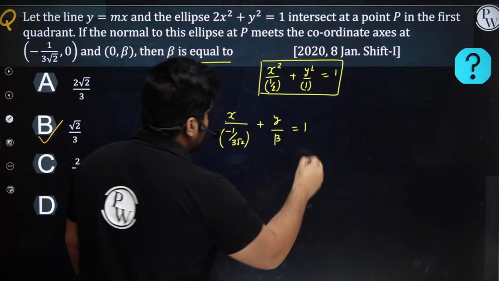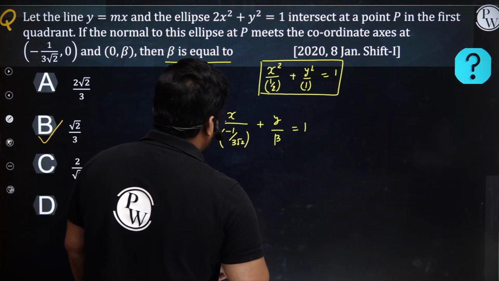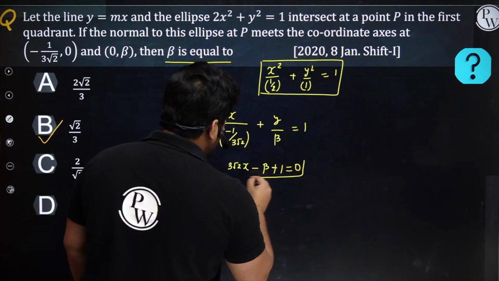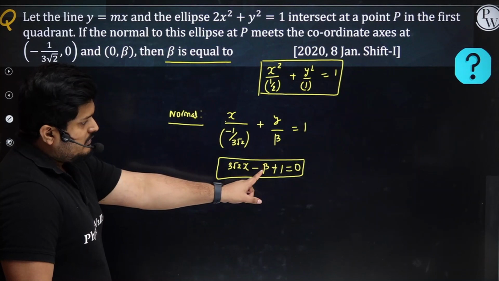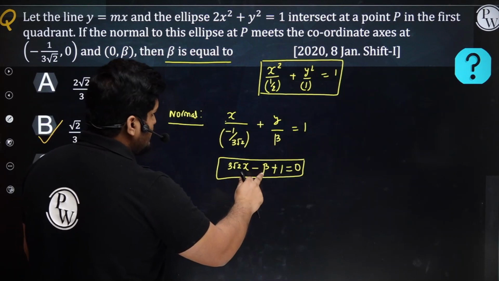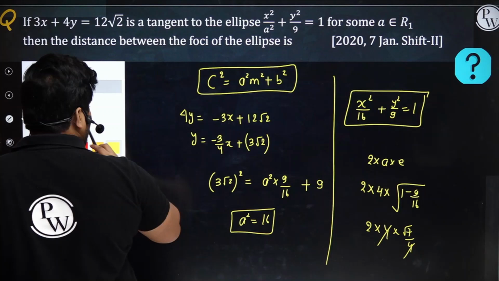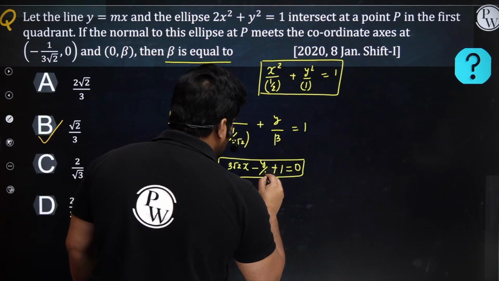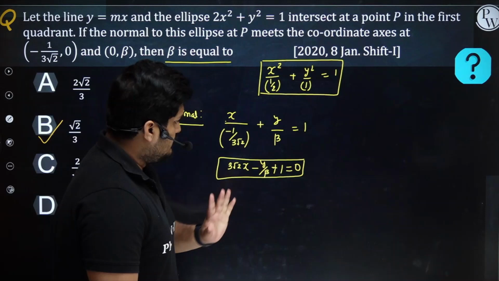So if I take minus common here, this will be 3 root 2x, right? Minus beta, and this is minus 1 here, so plus 1 equal to 0. This is the equation of normal, right? We need to find out beta from here. So if this is the equation of normal, I think something is missing here. This is minus y upon beta. Yeah. 3 root 2x minus y upon beta plus 1 equal to 0. This is the equation of normal.